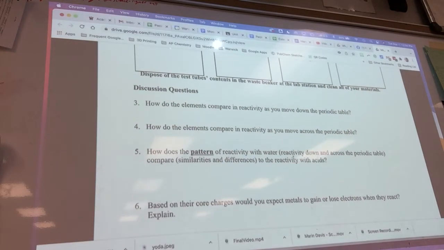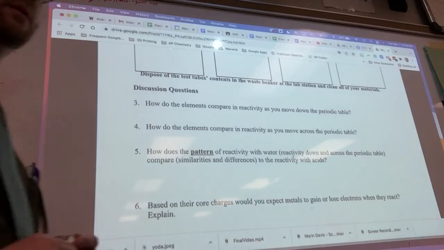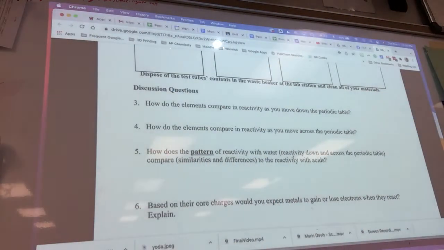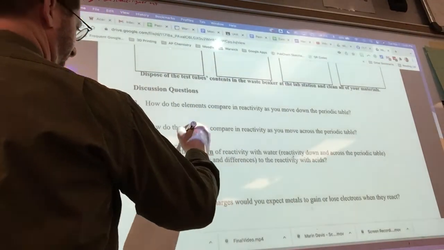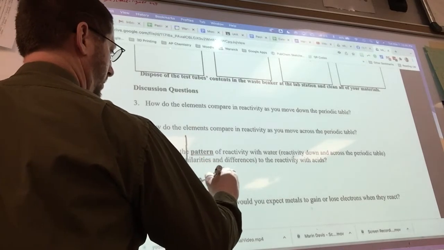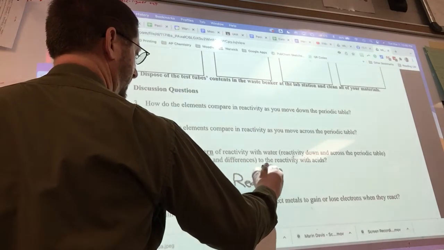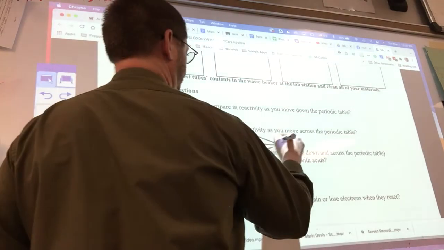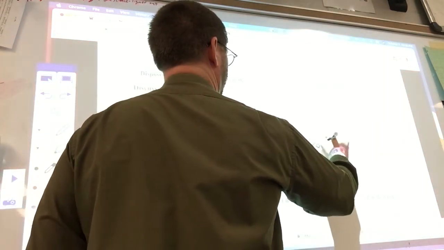So group 5, how does the pattern of reactivity with water compare with the reactivity of acids? It's the same. So no matter whether they're reacting with water or reacting with acids, it doesn't seem like this is a coincidence. Going down the periodic table, they get more reactive, and going left to right, they get less reactive.